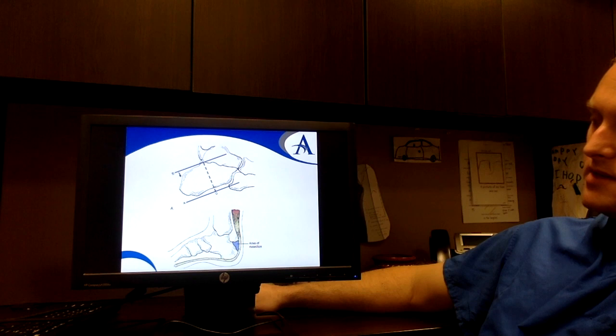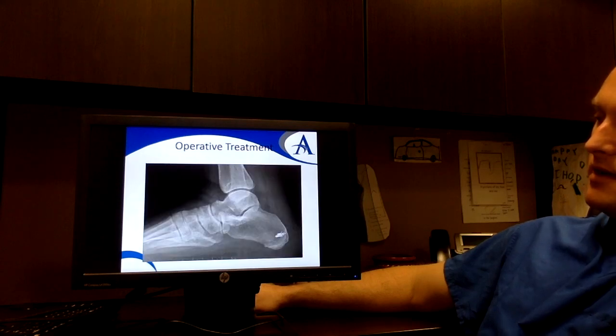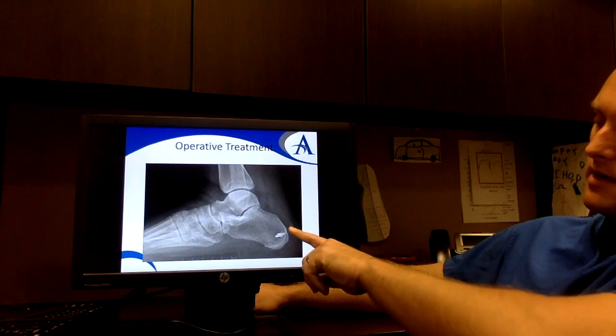So there's the area of resection that we're taking for the Haglund's deformity, and there's the suture repair at the end of the procedure with buried subcutaneous knots. So that's the resection, how it appears at the end.